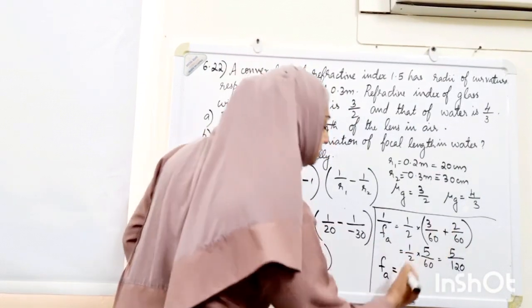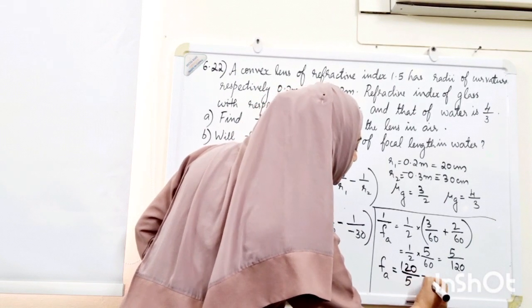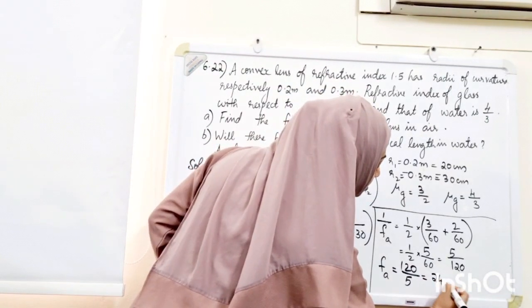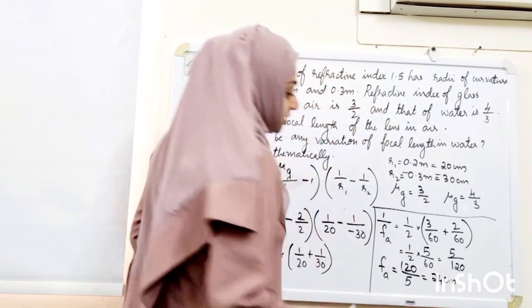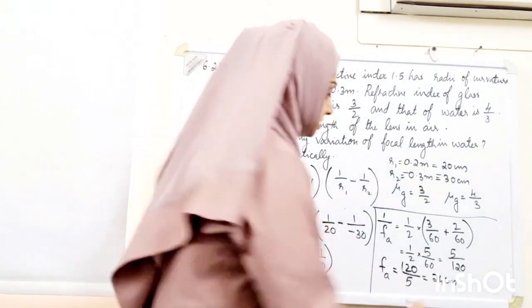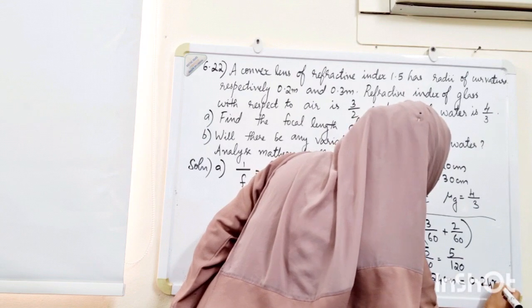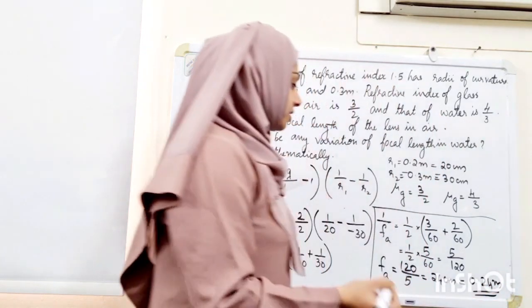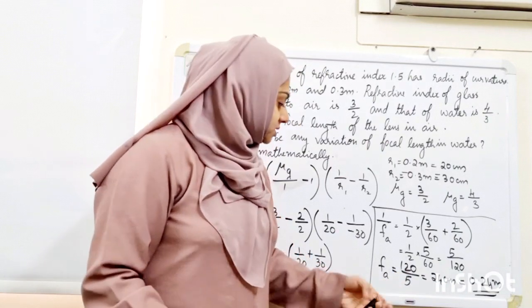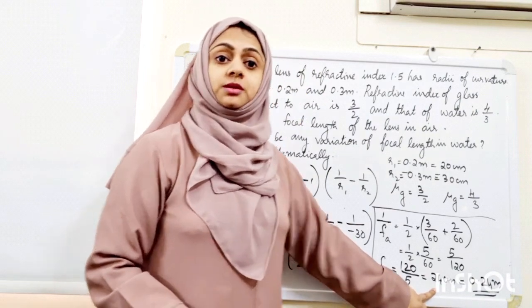So I can take the reciprocal, which is 120 divided by 5. This is equal to 24 centimeter. Now if you want to convert this 24 centimeter to meter, it's easy. This is equal to 0.24 meters. So if you have a problem with finding 120 by 5, you can use a calculator. So you will get it as 24 centimeter.